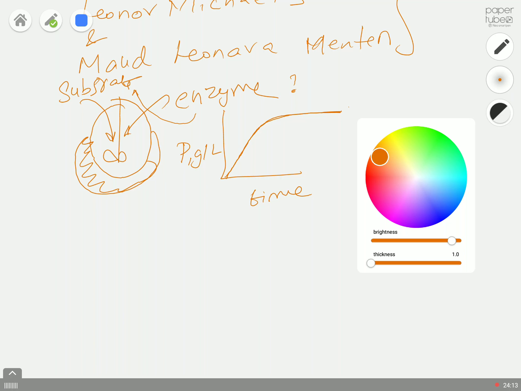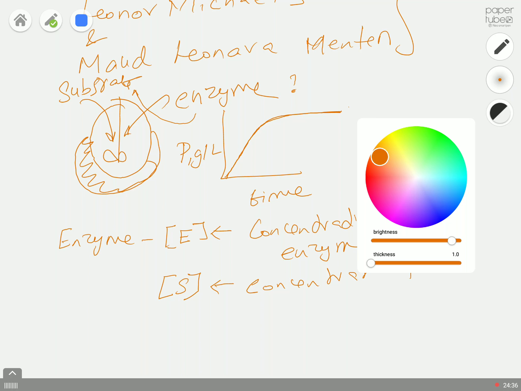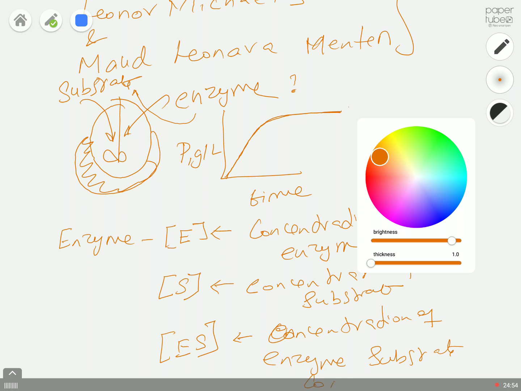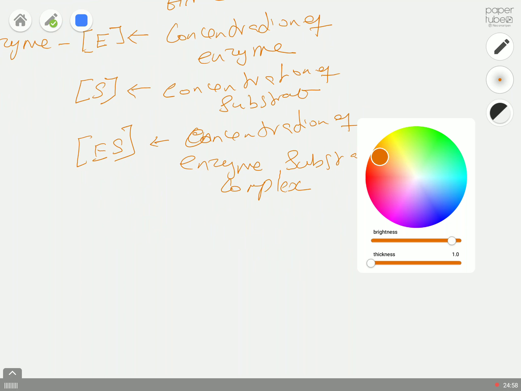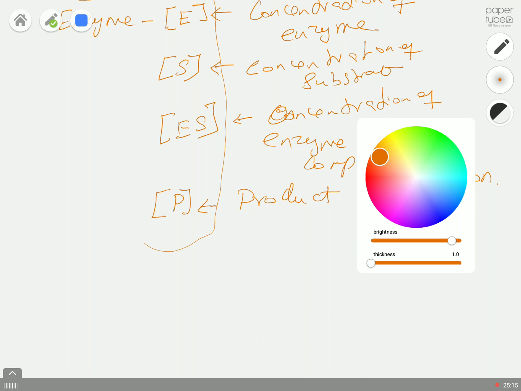So they first give some notations. For enzyme they used the notation E in square brackets, that means concentration of your enzyme. And then they call S the concentration of substrate. Then they give a notation for the enzyme substrate complex concentration. Whatever we saw so far will make sense when we derive this equation. And then they gave P for product concentration. So they begin by giving some notations.